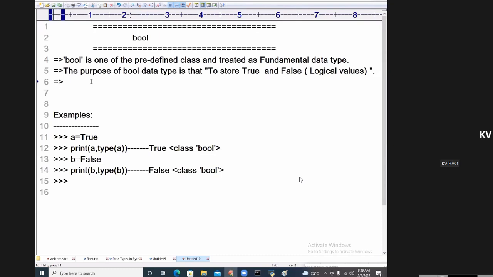Now I'm going to say one internal point. It's very important. Internally, the value of true is taken as what? 1. Is it taken as 0? True means what? On state. On is nothing but 1. And false is taken as what? 0. False is taken as 0.